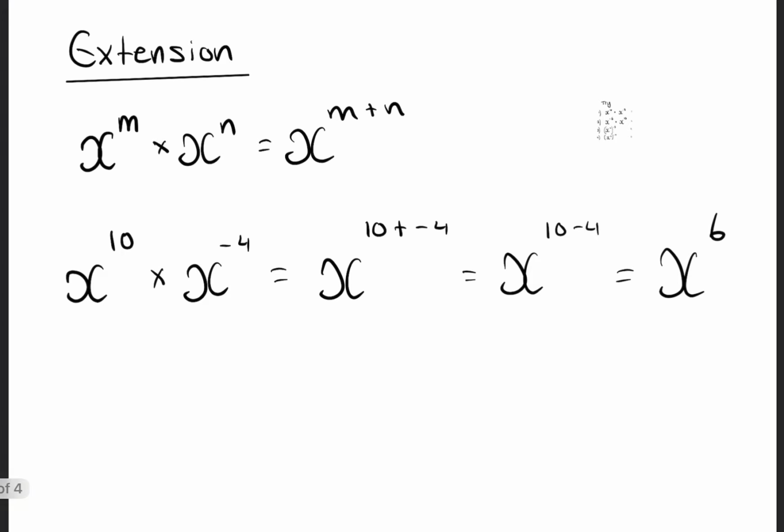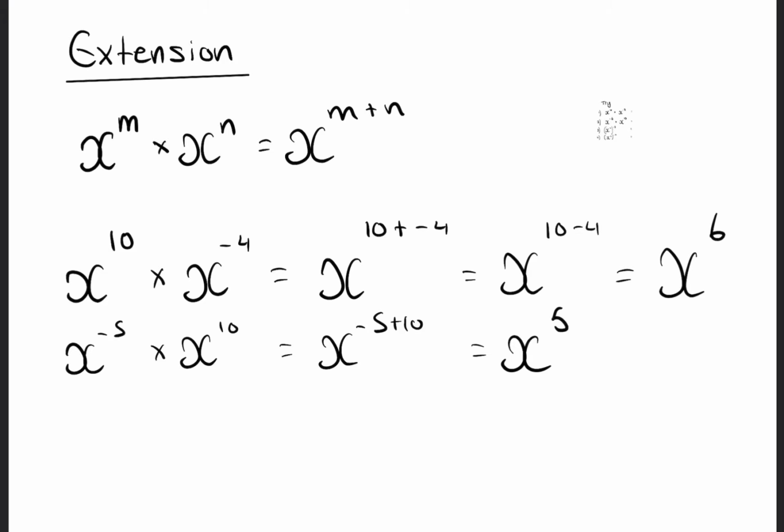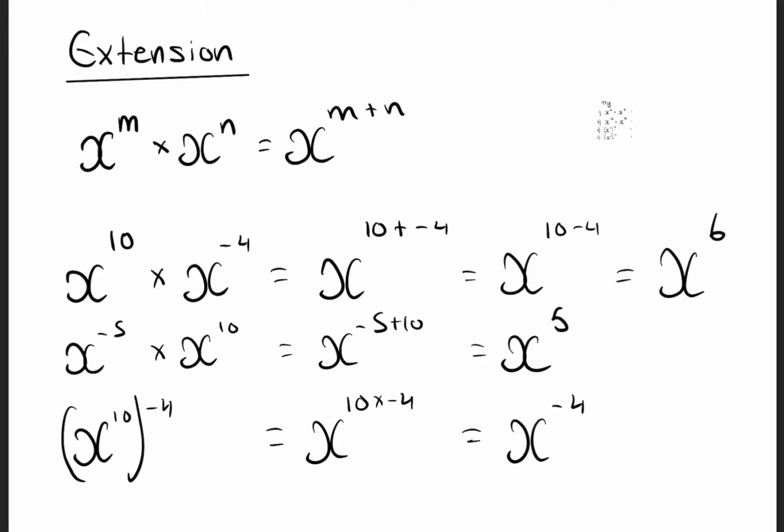Likewise, if we did x to the minus 5 multiplied by x to the 10, be negative 5, add 10, and that would give us x to the positive 5. Same applies with our brackets law, x to the 10 all to the power of negative 4, still the same law, times negative 4, x to the negative 14. And there we are. So we'll just highlight these up so it's a bit easier to see. Or you can pause the video here and you can write some notes down.